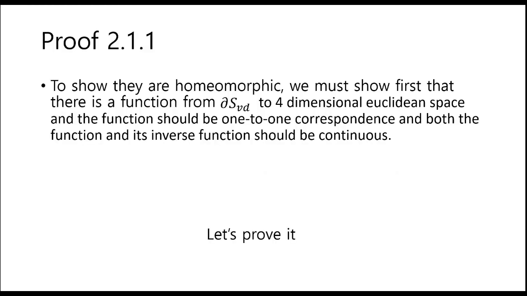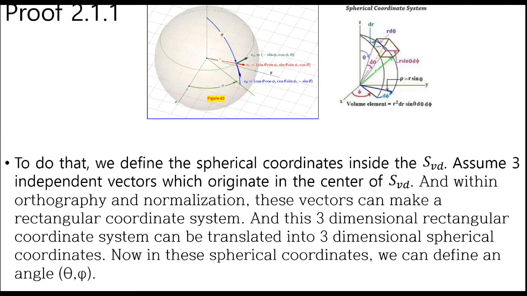To show they are homeomorphic, we must first show that there is a function from DS3D to 4-dimensional Euclidean space. The function should be a one-to-one correspondence, and both the function and its inverse function should be continuous. Let's prove it. To do that, we define the spherical coordinates inside the S3D.